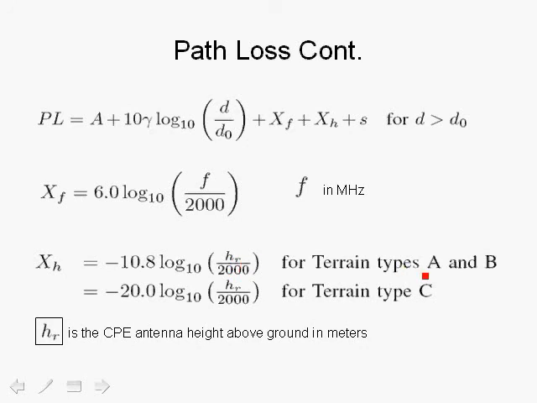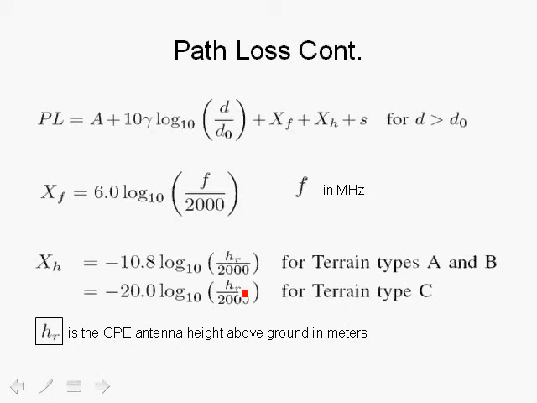X of h is the dependency on the CPE antenna height. So for terrain types A and B, we compute it using this expression here, and for terrain type C we use this expression over here. Notice that for terrain type C we use minus 20 dB, so there's about a minus 10 dB improvement in path loss. We have less path loss for terrain C, which was, as you recall, for flat terrain and low foliage.